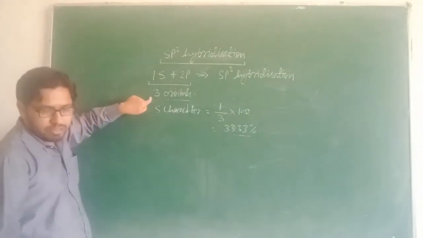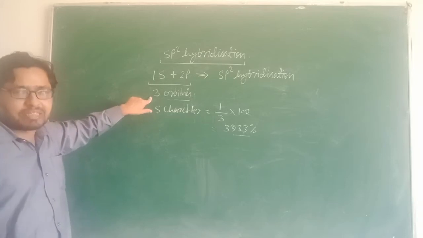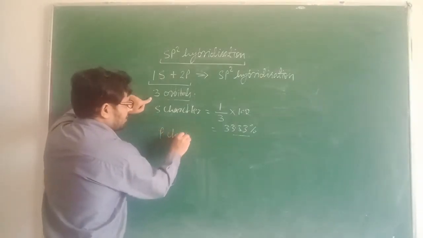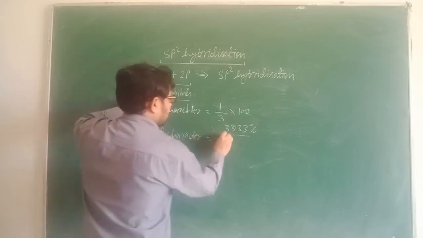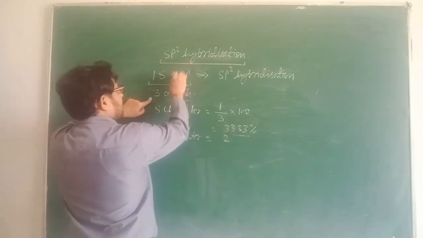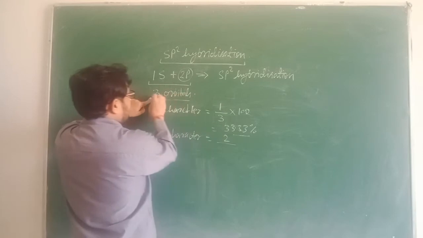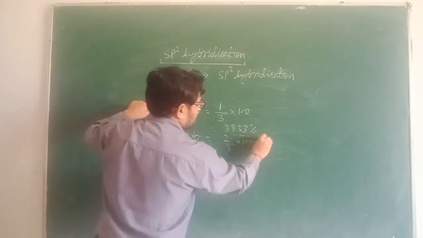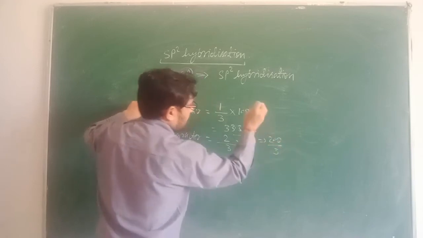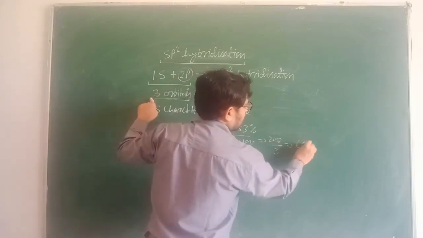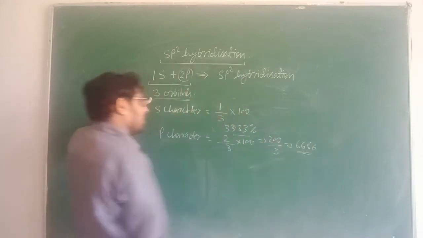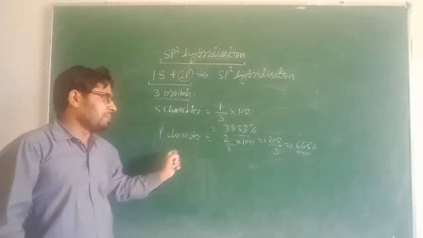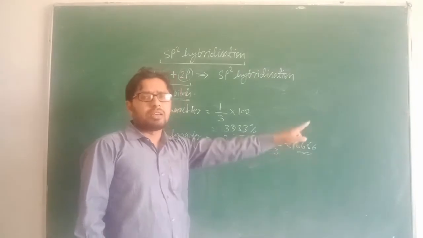Now the talk about the p character. If I will go with the p character, so what will be the percentage of p character here? Here you can find out p character. This is the 2, because total orbital of p is 2 and the total orbital in the participation, this is 3, multiply 100. This is coming 200 upon 3, if I will solve it, 66.66% will come. So this is the s character 33.33% and p character is 66.66%.